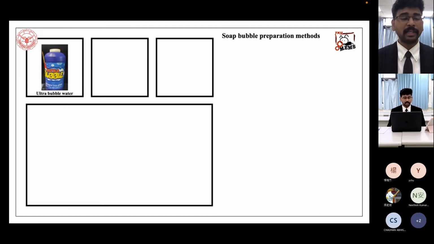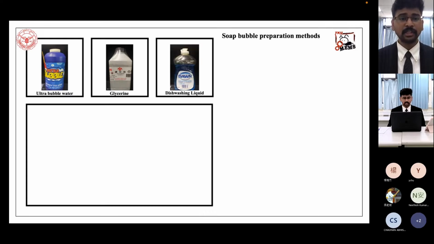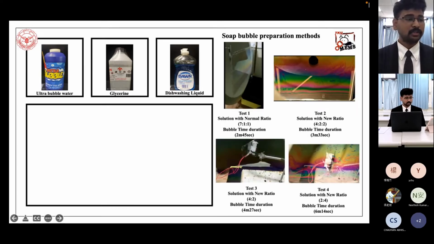The first common ingredient we have used is ultra bubble water, and the second ingredient is glycerin. The third one is dishwashing liquid. We have used all these liquids to make common solutions with different ratios, so that we are able to get the exact breaking point of my bubble. So we have done several kinds of tests, which I'm going to display here. I want to show the testing videos.